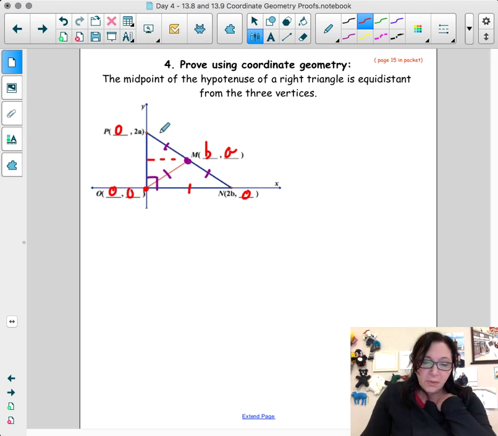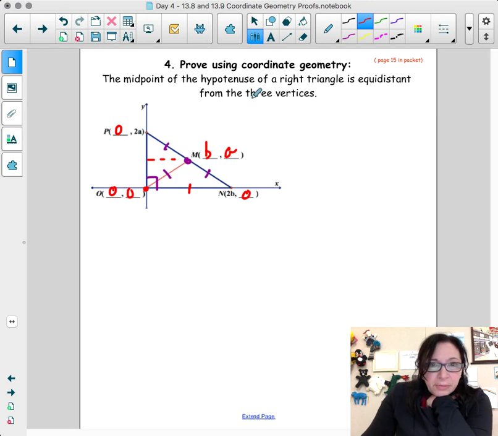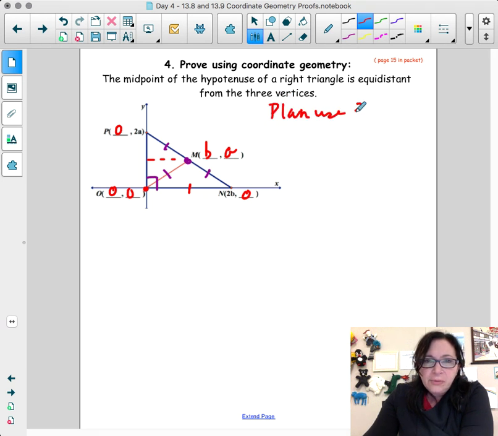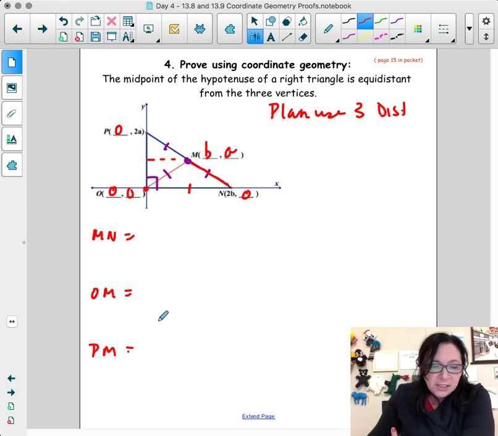Okay, cool. What's our plan? We're trying to find out that the hypotenuse is congruent to this line. This length is congruent to this length, is congruent to this length. So my plan of action is to use 3 distance formulas. That's what I want to do. So I'm going to find this distance here, which is MN. I'm going to find OM, and I'm going to find this length. What is this? PM. All right, so that's my job, to find all 3 of these.